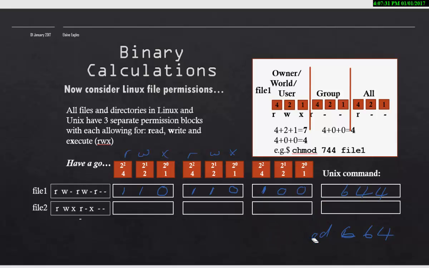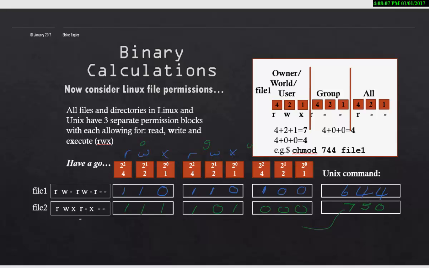The next one, let's just do the next one. We have read, write, execute. So that's the read, the write, and the execute set, but read and execute only set. And it looks like nothing's set. The hyphen's gone there. So 0 permission for everybody else. So that's owner, group, and the world for this one. In this case, it would be a 7, 4 plus 2 plus 1. So 7, 4 plus 1, 5, and 0.